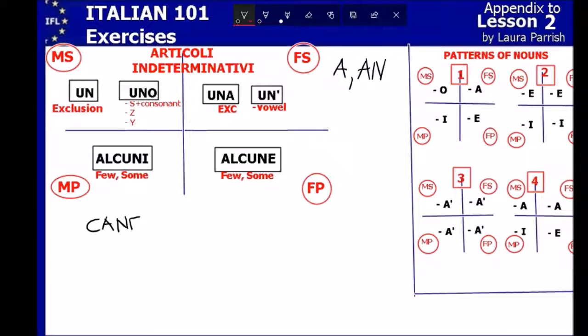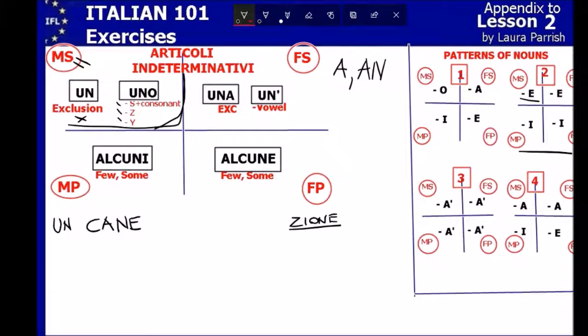For example, cane. Cane belongs to the second pattern, and we know it is masculine singular because the words that are feminine in the second pattern are the ones ending in zione. But follow the lesson for that, okay? So cane is masculine singular, so we go in this corner. Does cane start with S plus consonant? No. Z? No. Why not? For exclusion it is this one. In fact, the right article is un cane.